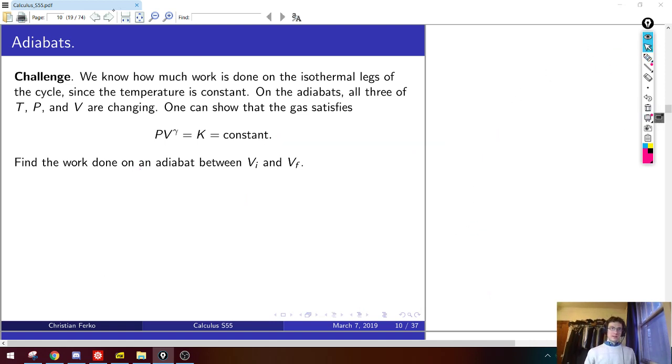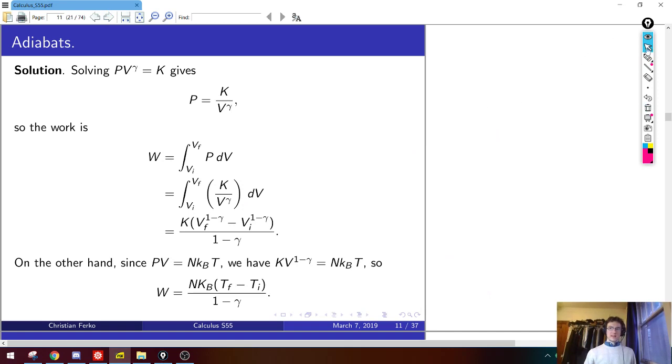Okay. So indeed, if you solve that pressure equation like this and plug it into the work integral, you're integrating k over v to the gamma, which is k times (vf to the 1 minus gamma minus vi to the 1 minus gamma) over 1 minus gamma. So I'm actually going to do a little trick, which I did not ask you to do, but we can re-express this in a nice, interesting way.